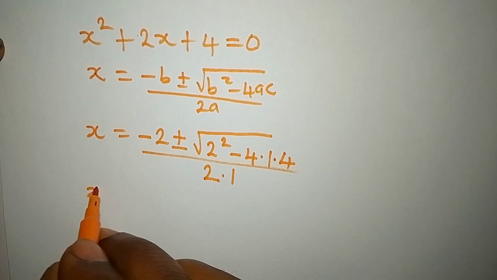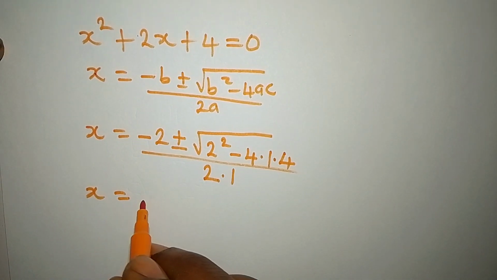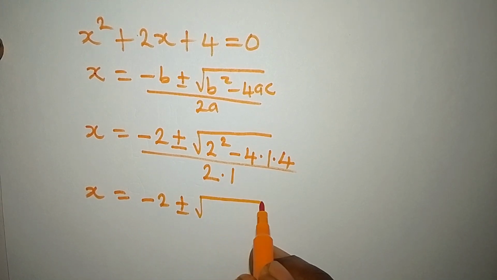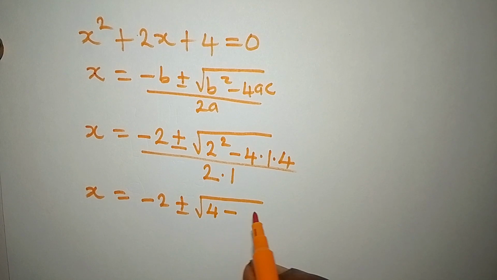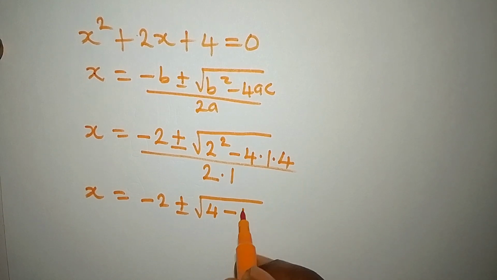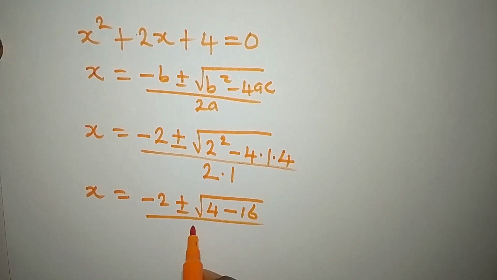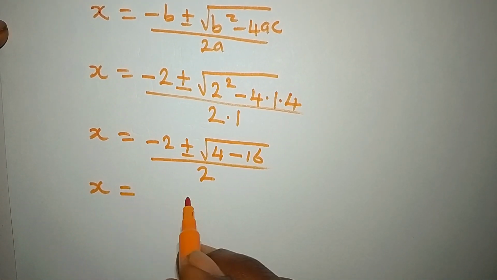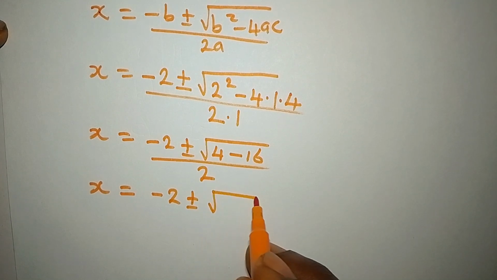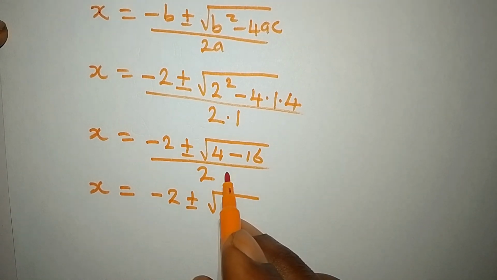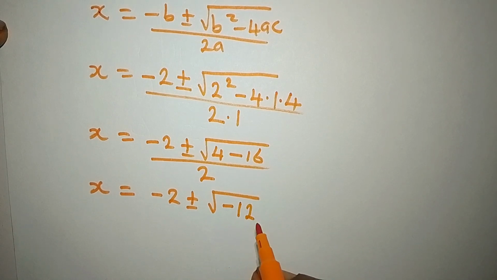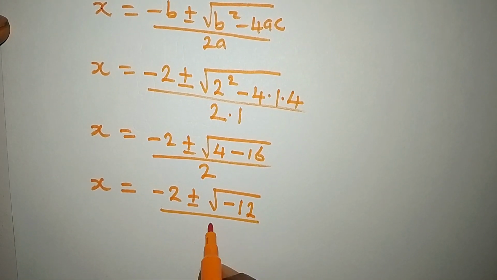Now x will be equal to minus 2 plus or minus, from the bracket, 2 squared is 4, minus 4 times 1 times 4 is 16. So we divide this by 2, so that x from here will be equal to minus 2 plus or minus the square root of 4 minus 16, which is negative 12. So we divide this by 2.